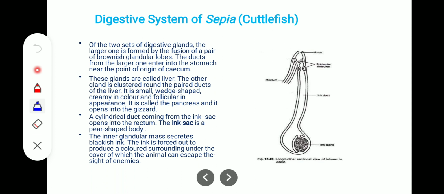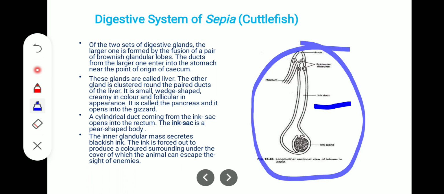A cylindrical duct coming from the ink sac opens into the rectum. The ink sac is a pear-shaped body. The inner glandular mass secretes the blackish ink, and this ink helps in escaping from predators. See the diagram of the LS, longitudinal section of the ink sac of sepia. Here is an ink duct, ink gland.